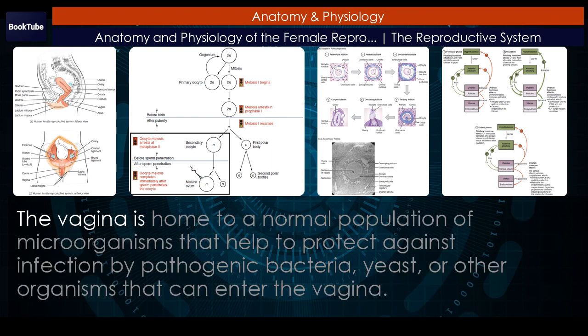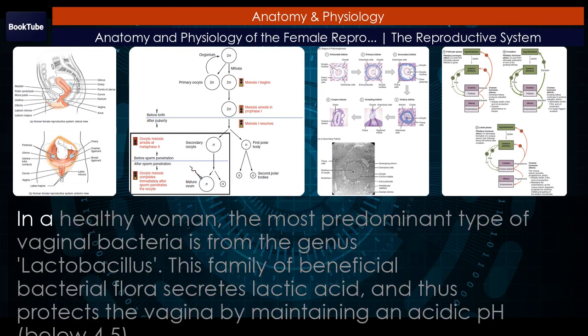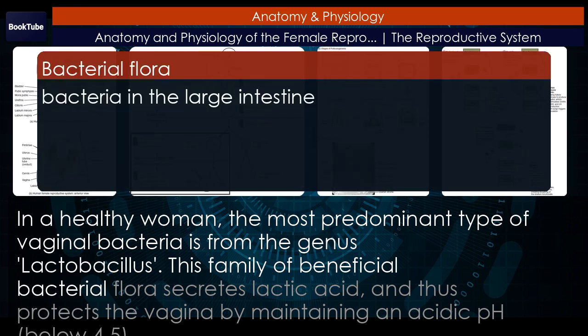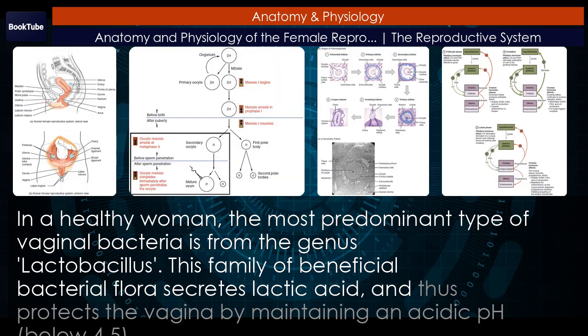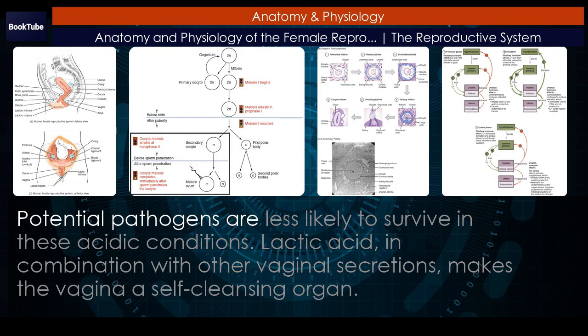The vagina is home to a normal population of microorganisms that help to protect against infection by pathogenic bacteria, yeast, or other organisms that can enter the vagina. In a healthy woman, the most predominant type of vaginal bacteria is from the genus Lactobacillus. This family of beneficial bacterial flora secretes lactic acid, and thus protects the vagina by maintaining an acidic pH below 4.5. Potential pathogens are less likely to survive in these acidic conditions.